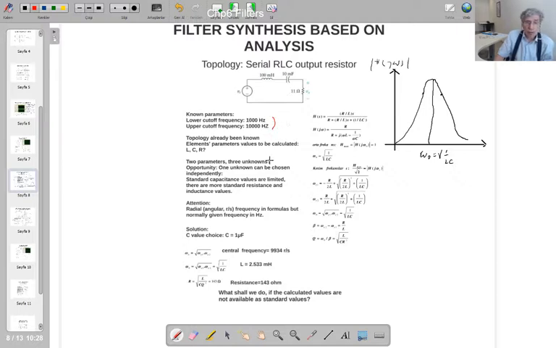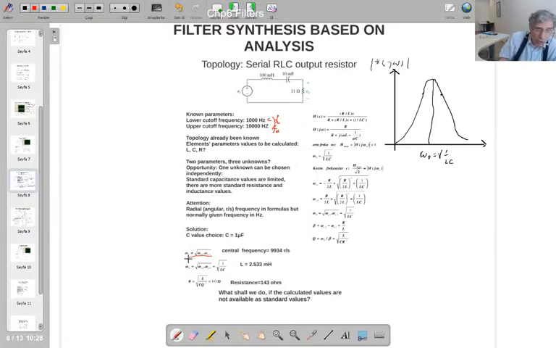So how are we going to do it? Easy. You know this central frequency. Central frequency is this. We already know that. So if omega lower cutoff frequency and upper cutoff frequency, these are known. But this is F, you see, the lower cutoff frequency, and this is the upper cutoff frequency.